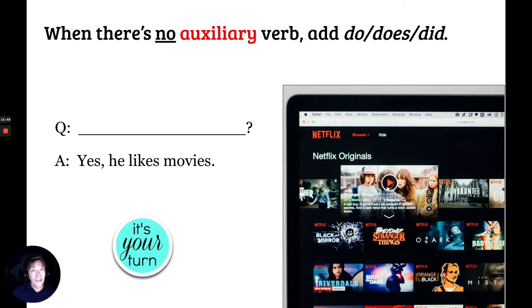Okay, now it's your turn. If there's no auxiliary verb, what is the question? The answer is, yes, he likes movies. What's the question?